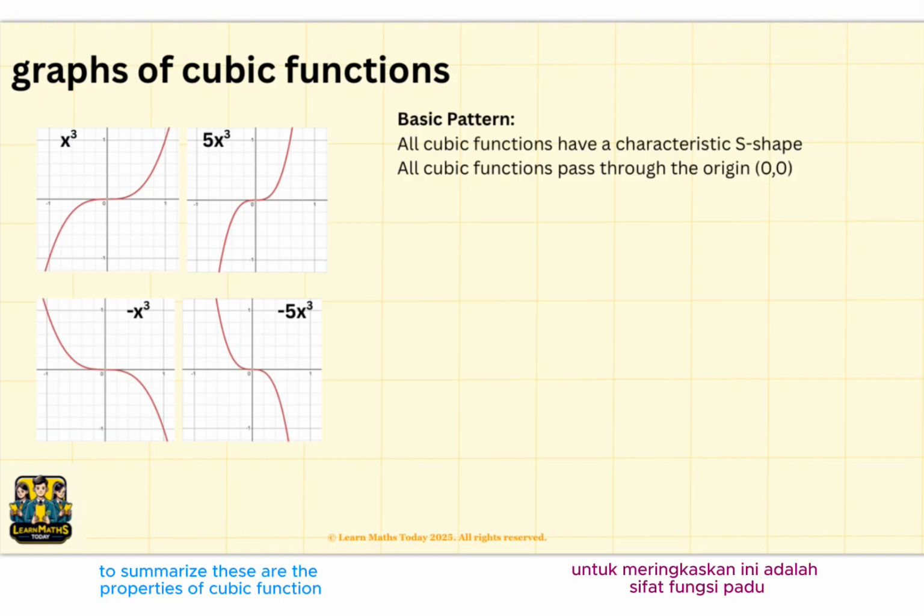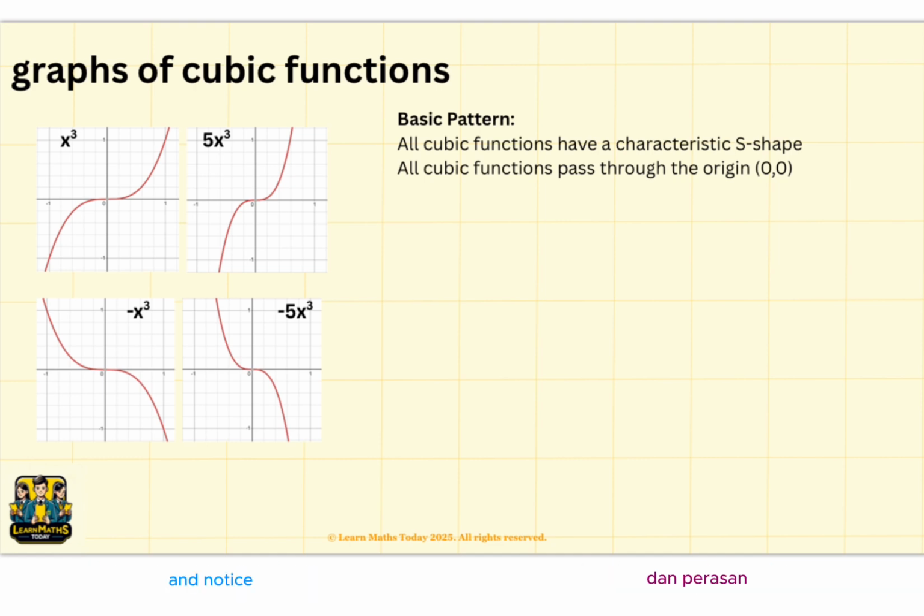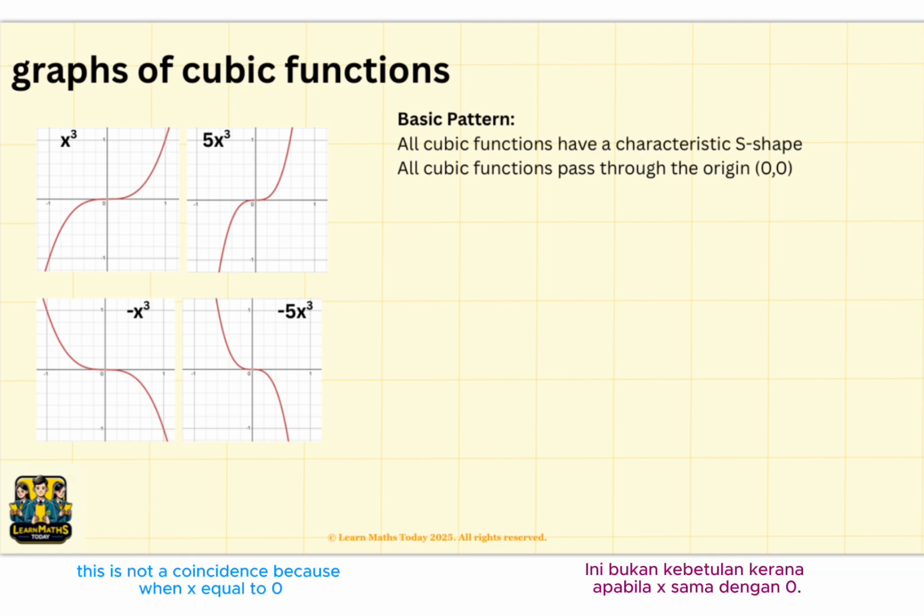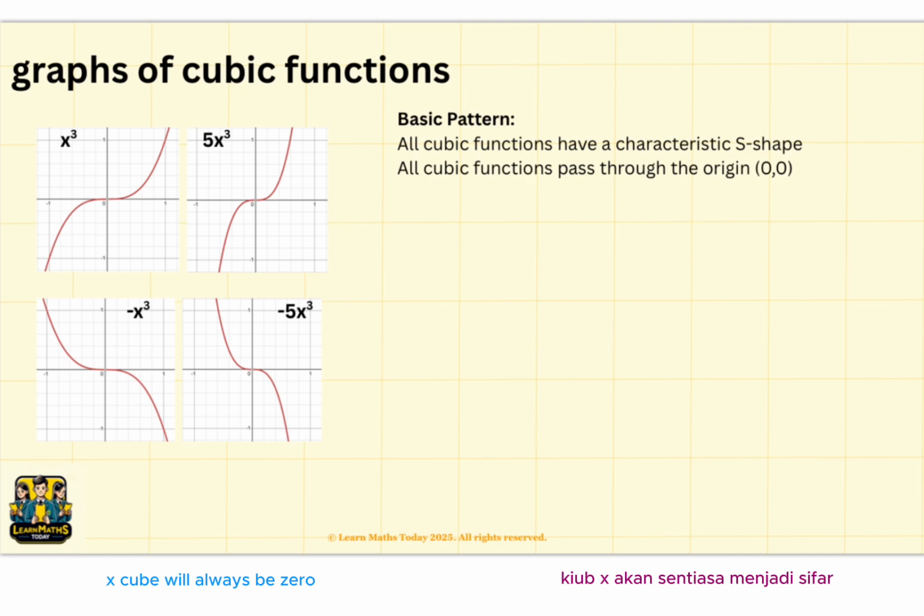To summarize, these are the properties of cubic functions. Every cubic function creates this distinctive S shape. It's like a mathematical signature. No matter how you modify the equation, the flowing S curve always emerges. And notice how every single one passes through the origin at 0, 0. This is not a coincidence, because when x equals 0, x cubed will always be 0.